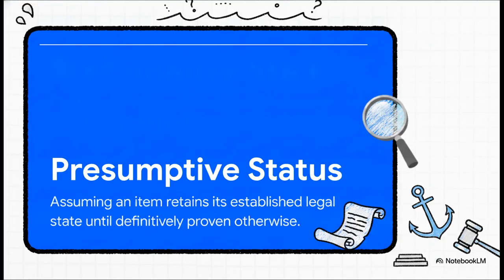To solve this glaring contradiction, an ancient scholar named Rava stepped up. He proposed the theory of presumptive status. Basically, this is the legal assumption that an item retains its previously established legal state until it's definitively proven otherwise. Rava argued that when facts are murky and a judge is stuck, they just need to default to the item's last known legal condition. It acts like an anchor in a sea of uncertainty.